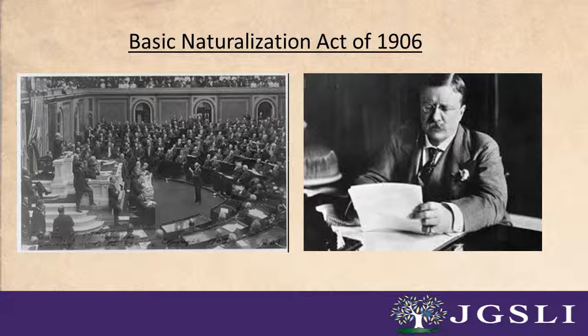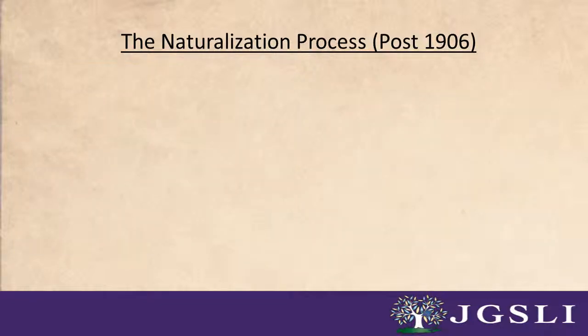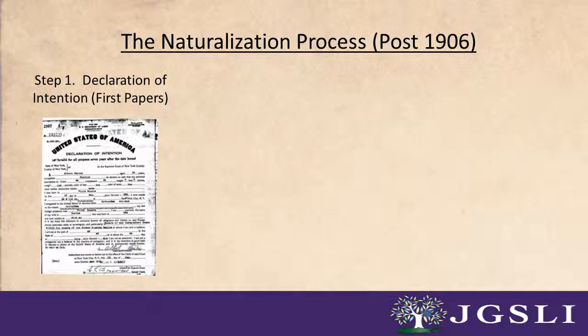Though there have been changes in the law since 1906, these are the documents that most of our early 20th century ancestors would have used. So let's look at the process. There are 3 steps to becoming a naturalized citizen. The first step was for an immigrant to make a declaration of intention to become a citizen. These papers were normally filed after the immigrant lived in the U.S.